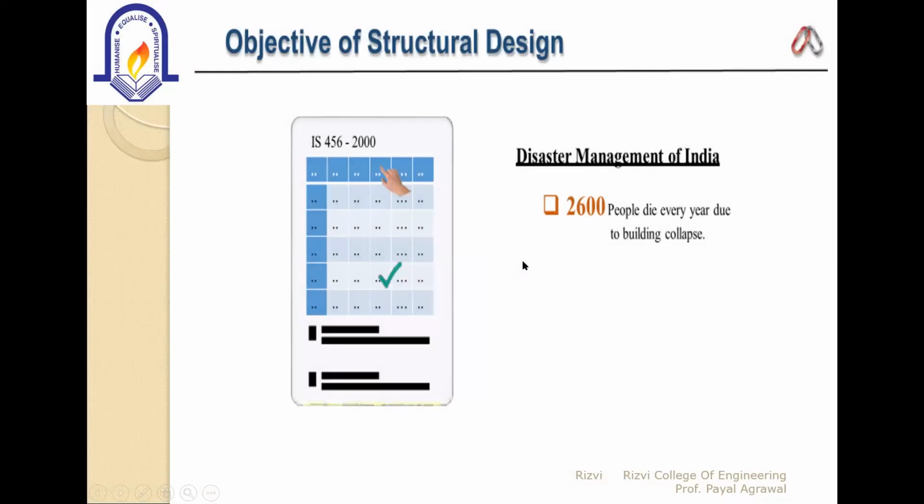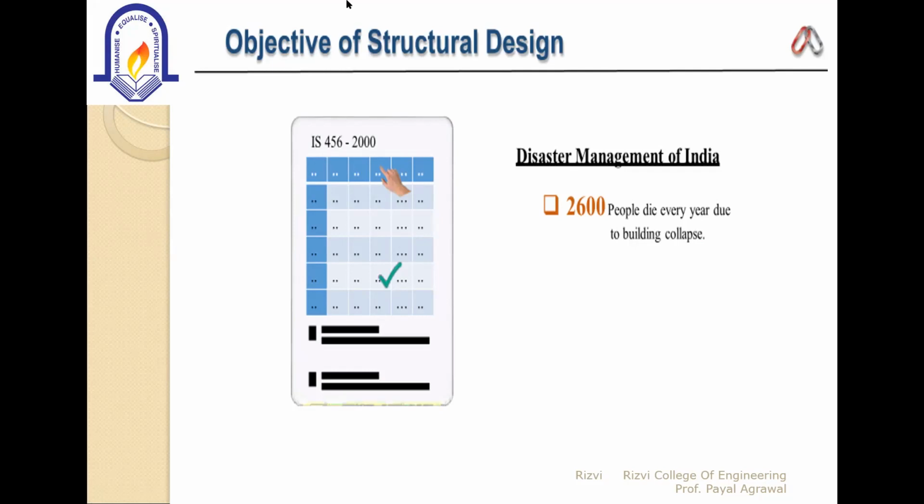Then the objectives of the structural design. The main objective of structural design is disaster management in India. That is, 2600 people die every year due to building collapse. So we have to do proper designing so that our building will not collapse.